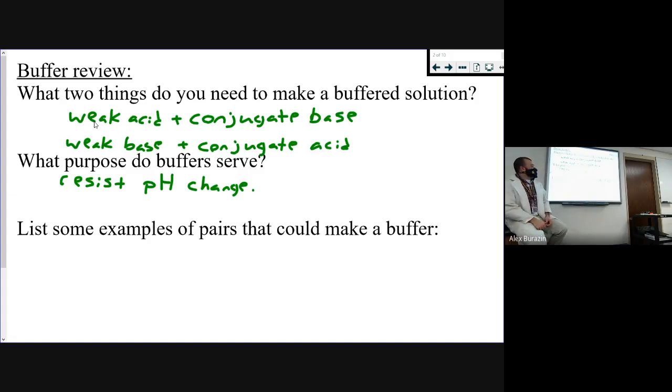What are some examples of pairs that could make a buffer? Go ahead, write some random things down. I suppose you'd have to think of some random weak acids or weak bases, but try to give me three-ish, if you could. Write down some pairs. What two substances would be needed to make a buffer?